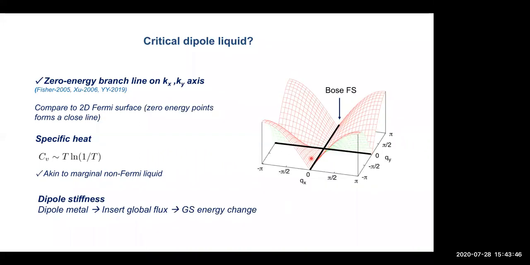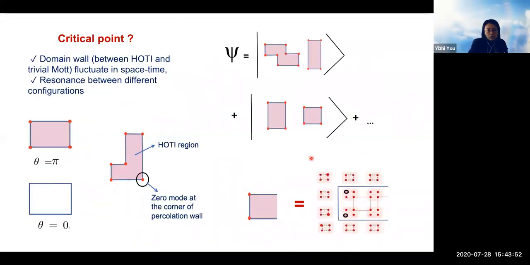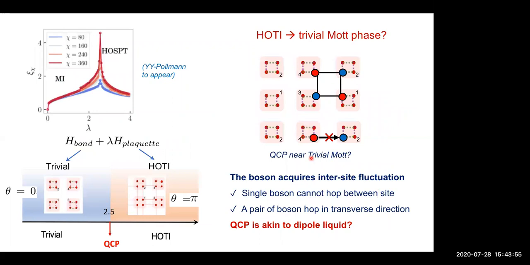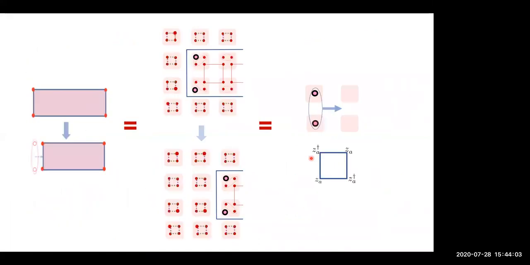For example, the tuning parameter. What do you mean? Can you go to the other direction? There you wrote down a Lagrangian. What's the tuning parameter for this critical theory?